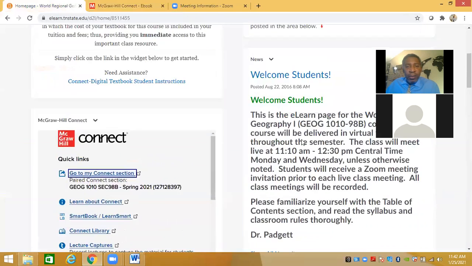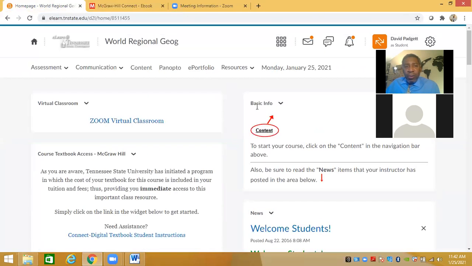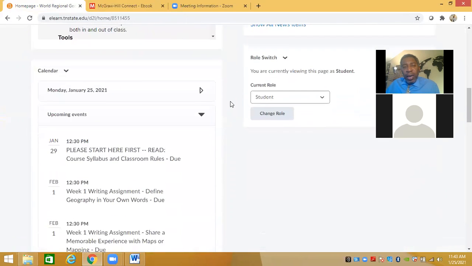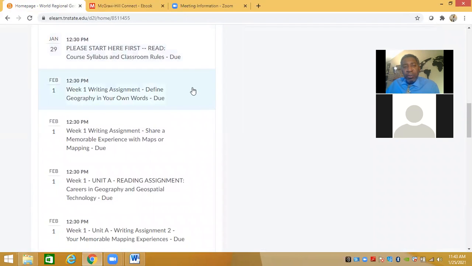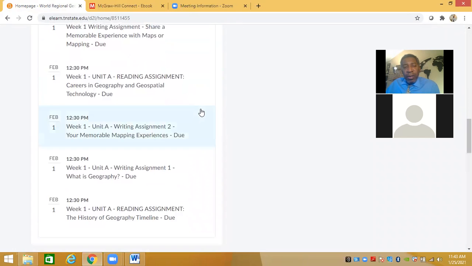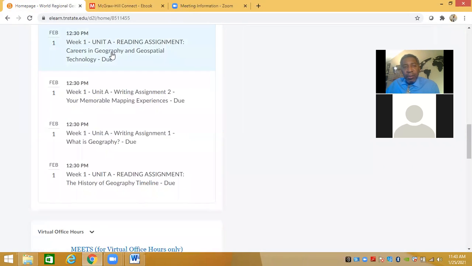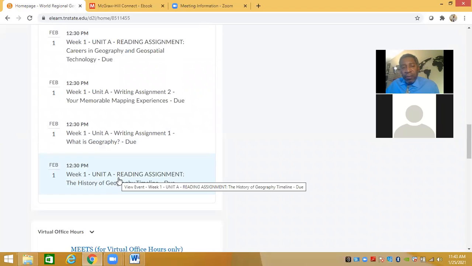Let me go back to the course page. Again, each day you should come to the course calendar. So we've been through the syllabus. You have a couple of reading assignments and a couple of writing assignments. The first reading assignment is careers in geography and geospatial technology. And you have a second reading assignment, very important, the history of geography timeline. We'll start with that on Wednesday.